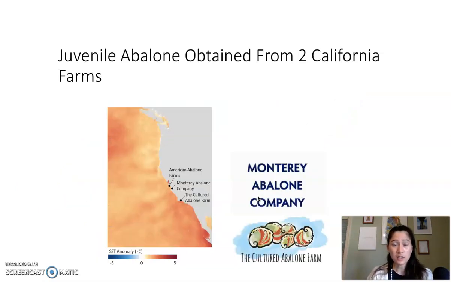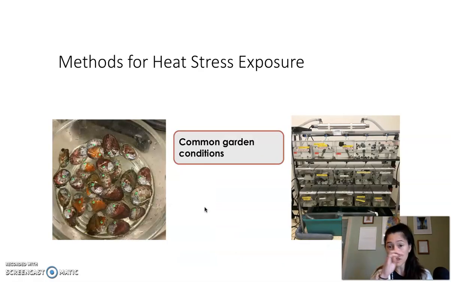So what we did for this study is we got juvenile abalone from 2 California farms, Monterey Abalone Company, which is not surprisingly in Monterey, and Cultured Abalone Company, which is in Southern California near Santa Barbara in Goleta. For the methods, we got these abalone from the farms, brought them into our lab, kept them in common garden conditions, just like we talked about in the local adaptation lecture. And that's, remember, to erase any past differences in thermal history. They were at these different farms. They may have been experiencing different temperatures to begin with. So we brought them into lab.